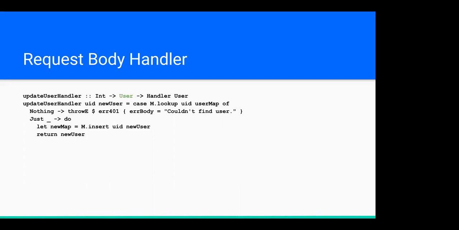So this is how we update a user, except that the way this function is written does not actually do anything because we don't use the new map, but that's more or less how we get a request body.